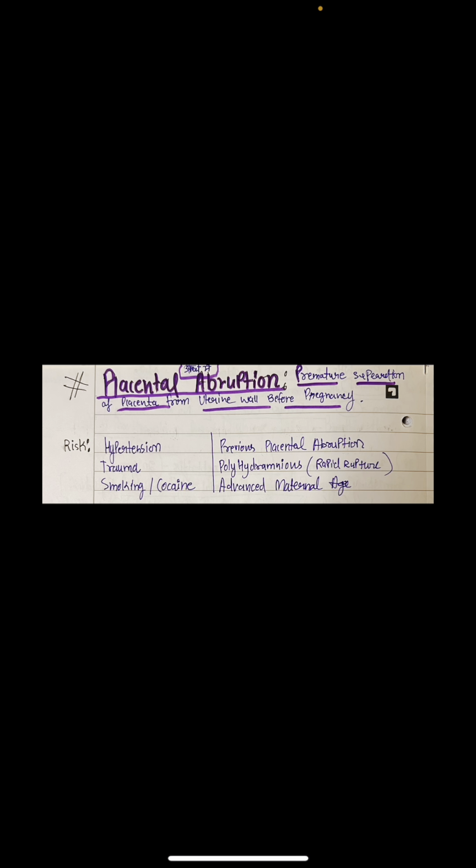Next is placental abruption. Placental abruption simply means the premature separation of the placenta from the uterine wall before the delivery of the baby. This can be caused by hypertension, trauma, any kind of trauma. Smoking, maternal smoking or cocaine abuse can cause this. Previous placental abruption, if an abruption occurred during a previous delivery. Premature rupture of membranes, polyhydramnios, advanced maternal age can also be marked as risk factors for placental abruption. So let's see the question, you will understand it.